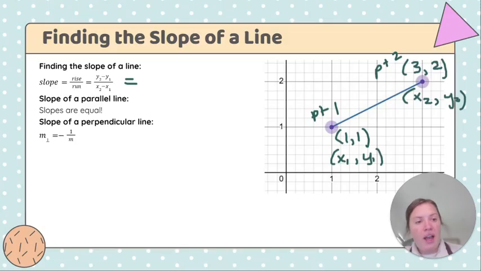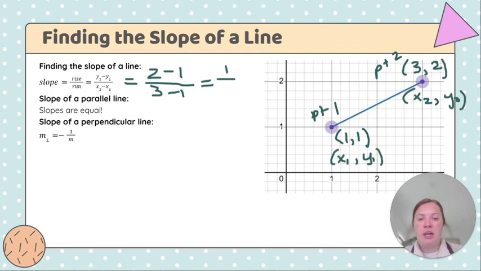Our y2 is going to be 2, and we subtract from that y1, and our x2 is going to be 3, and we subtract from that x1, so we get 2 minus 1 over 3 minus 1. We can simplify the top, we have 1, and the bottom, we have 2. So the slope here is 1/2. Now, if I were asked to find the slope of a parallel line, remember, slopes are equal. So I would just plug in 1/2 all over again.